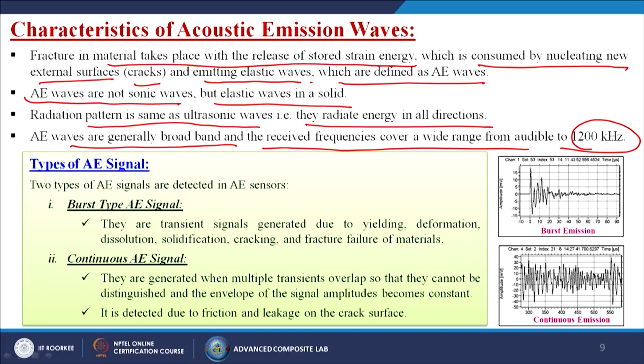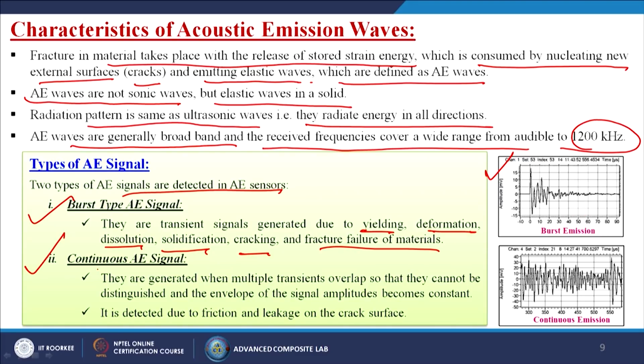Types of the AE signal. Two types of AE signals are detected by AE sensors. First one is called the burst type AE signal. They are transient signals generated due to yielding, deformations, dissolutions, solidifications, cracking and fracture failure of materials. So, this is the example of burst emissions, showing how we get the results.